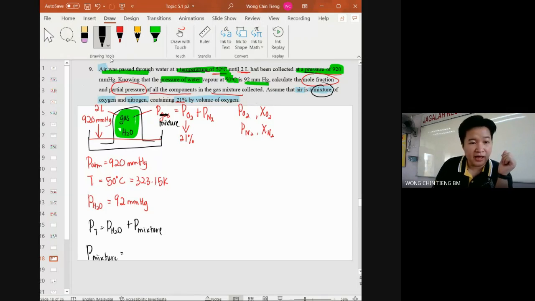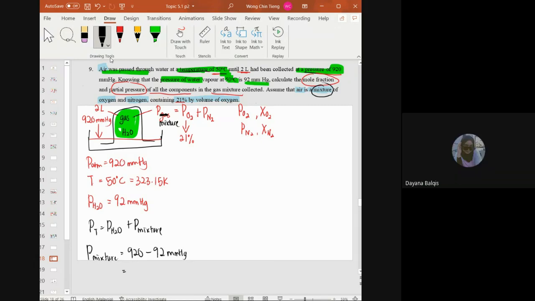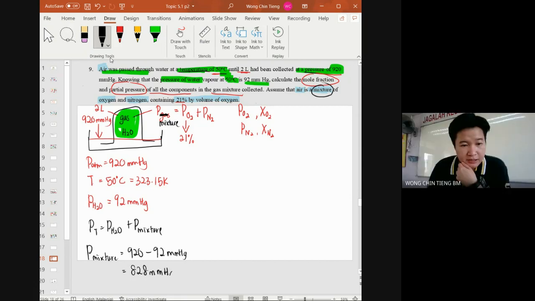And the total that we have 920 millimeter mercury minus 92 millimeter mercury. Unit kena sama. Tak tahu berapa juta kali dah bagi tahu benda tu, unit kena sama. Can I have that value? 828 millimeter mercury. Setuju? Okay. 828 millimeter mercury is the pressure of the mixture.